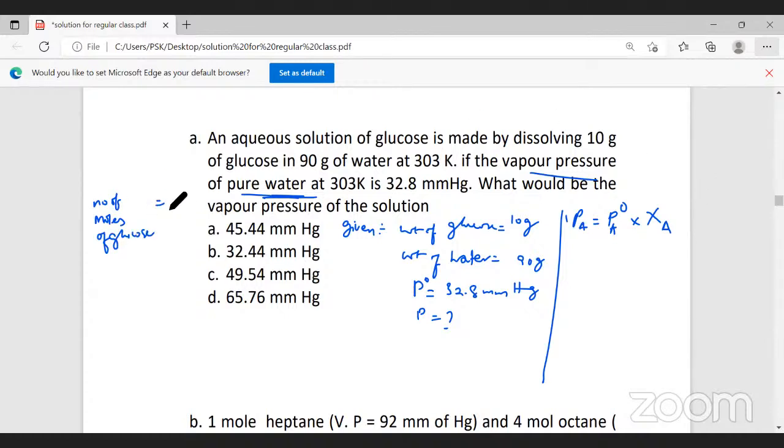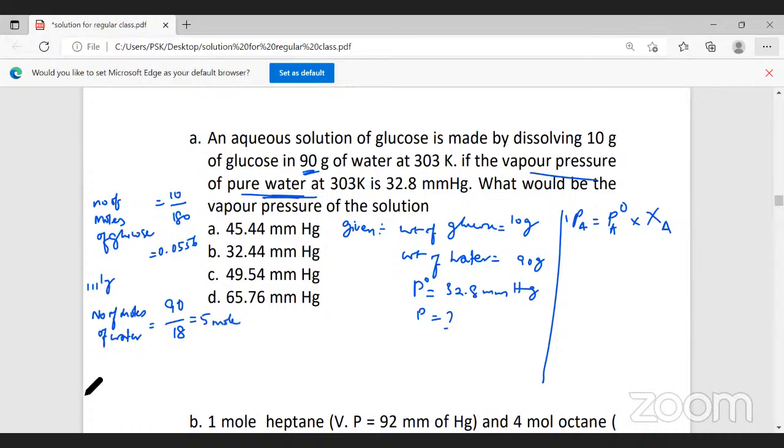They've given you 10 grams of glucose, and moles is weight in grams divided by molecular mass. Molecular mass of glucose is 180. Remember, 10 divided by 180 is 0.0556 moles. Similarly, number of moles of water: they have given 90 grams of water. 90 divided by the molecular mass of water, 18, will be 5 moles.